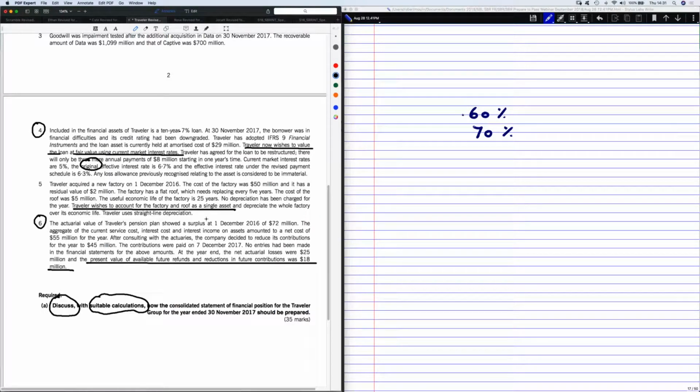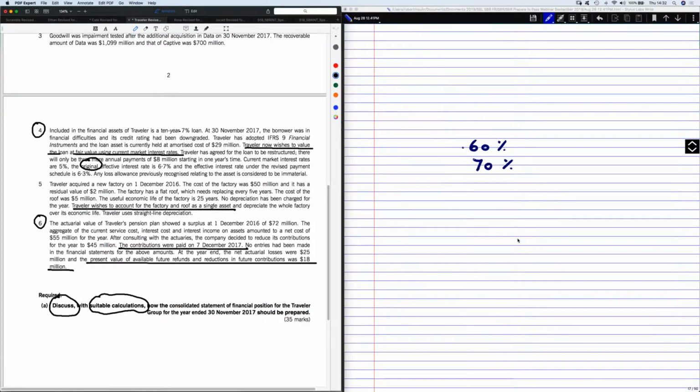Okay. Now, here we've got a defined benefit scheme. If you're asked to discuss, then of course you discuss how the current service cost and interest cost would be accounted for in terms of a net increase in the liability and a charge to retained earnings. And notice, please, this. The contributions were paid on the 7th of December 2017. Is that after the year end? Because the year end, yes, it seems to me that it is after the year end. Now, would you include those within your computations? Yes or no?